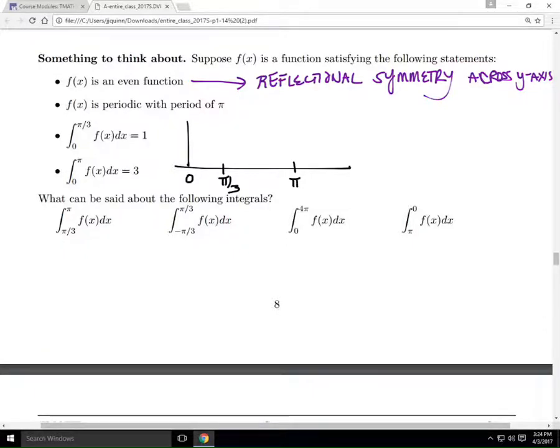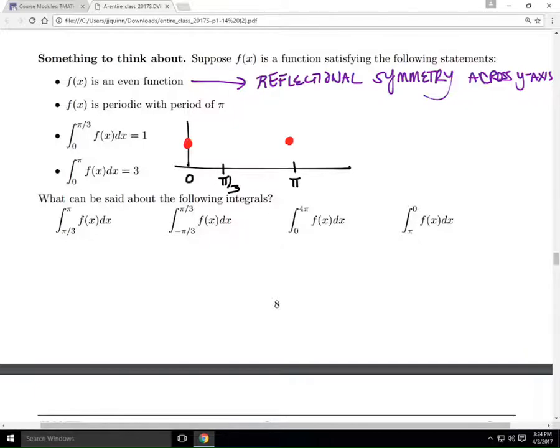If it's periodic with period pi, it should begin and end at the same place over that period. And whatever we draw has to be repeated every pi units. Now, we also want it to have mirror symmetry across the y-axis.